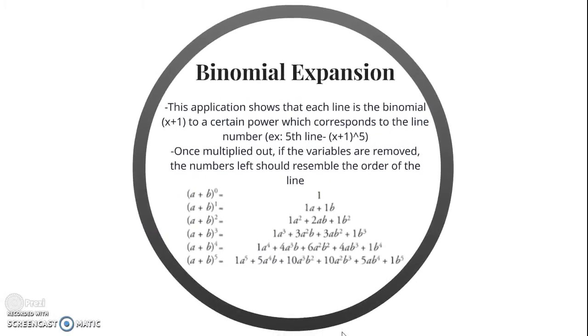Alrighty. The final one is binomial expansion, which is basically x plus 1 to a power, or in the bottom picture they have a plus b to a power. For example, if we take the 5th line, this would be x plus 1 multiplied 5 times, and once you take all of the variables out, it should give you the 1, 5, 10, 10, 5, 1 that it shows in the bottom line of the triangle and the picture there.